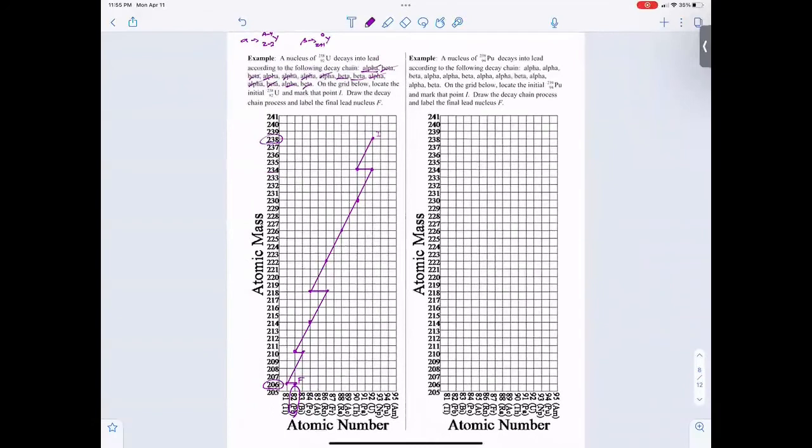Okay. Now, pause the video and try the second example yourself, starting with Pu, which stands for plutonium-239, and see how that decays into a lead nucleus.